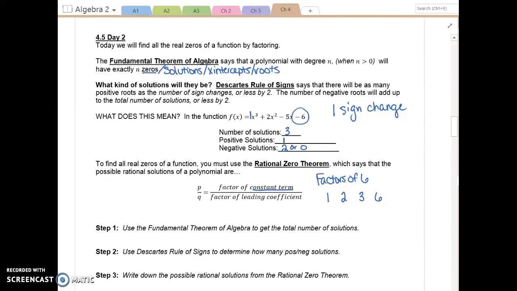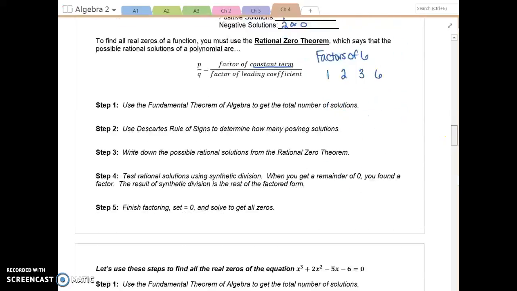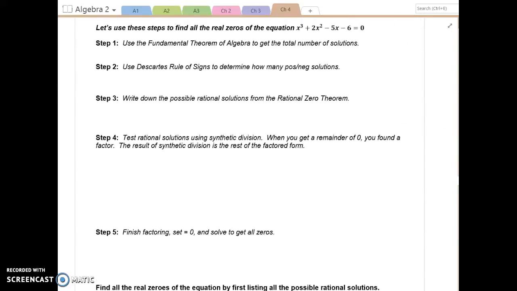Okay? And I listed the steps down below, but I also listed the steps on the next page. So this exact example is on the next page. We are going to do this example step by step following the instructions, so then you will have a worked out problem with step-by-step instructions. Use the fundamental theorem of algebra to get the total number of solutions. This is the largest exponent. The largest exponent tells you how many solutions there are going to be. What is the largest exponent in this problem? 3. So there are going to be 3 solutions.